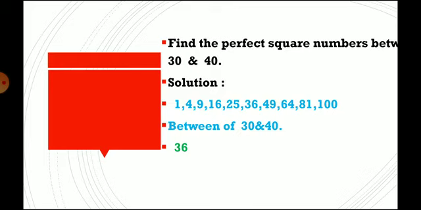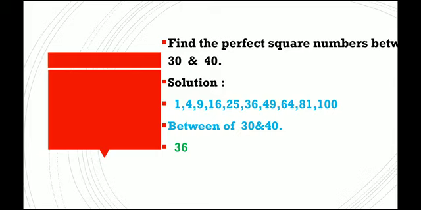1, no. 4, no. 9, no. 16, no. 25, no. 36, yes. After that the number is 49, which is more than 40. So the number that comes between 30 and 40 is 36 only. So this is called a perfect square number.